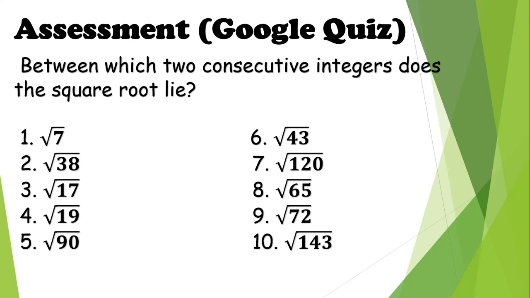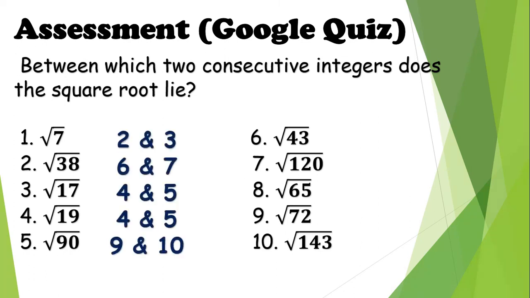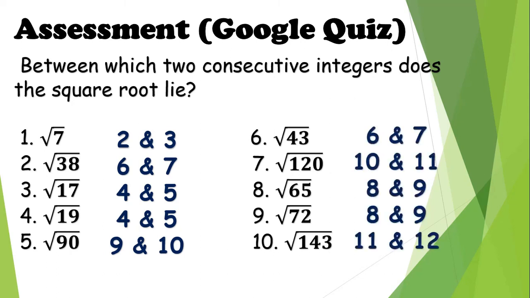So, ito nga pala ang ating assessment sa mismong Google Quiz. Checkan natin kung nakuha nyo ang mga tamang sagot. Between which two consecutive integers does the square root lie? So, we have the items 1 to 10. For number 1, we have 2 and 3. Number 2, 6 and 7. Number 3, 4 and 5. Number 4, 4 and 5. Number 5, 9 and 10. Number 6, 6 and 7. Number 7, 10 and 11. Number 8, 8 and 9. Number 9, 8 and 9. And number 10, 11 and 12.